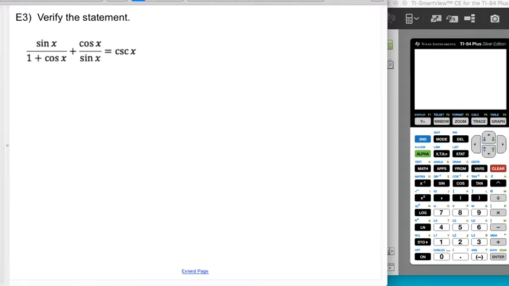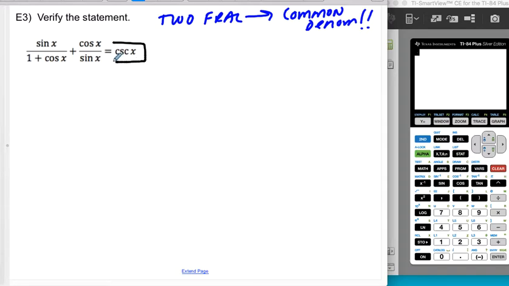All right, for E3, now I have two fractions, right? So I look at this and I say, oh, I see two fractions. My brain says I should probably get a common denominator. So I'm going to lock this side because it's just one little trig function by itself. There's not much I can do there. And I'm going to take this denominator and multiply it by this fraction. So 1 plus cosine x over 1 plus cosine x, right? And I'm going to take this denominator and multiply it by this fraction. So sine x over sine x.